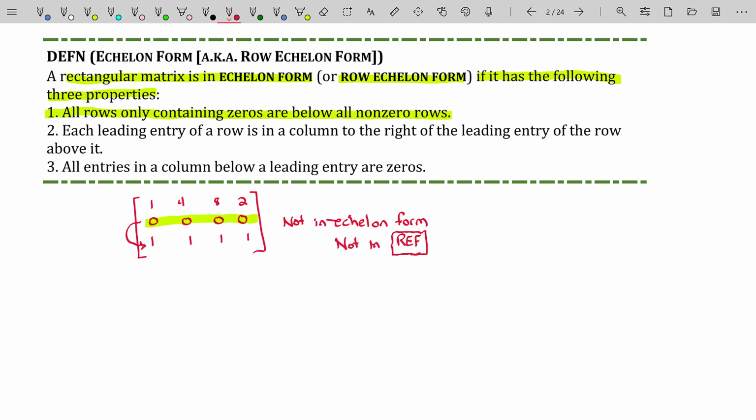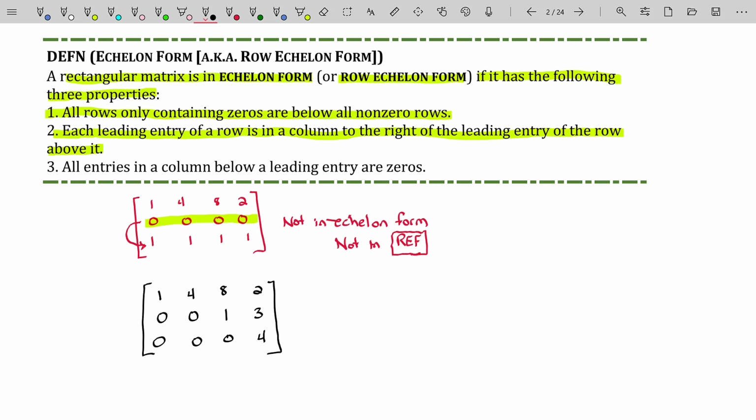The second property that's a requirement for a matrix to be in row echelon form is that each leading entry of a row is in a column to the right of the leading entry of the row above it. Now, this is hard for people to understand if you read it out loud, so let me just showcase what I mean by that. I'm stealing some of the content from the previous matrix, but I'm just making things up here.